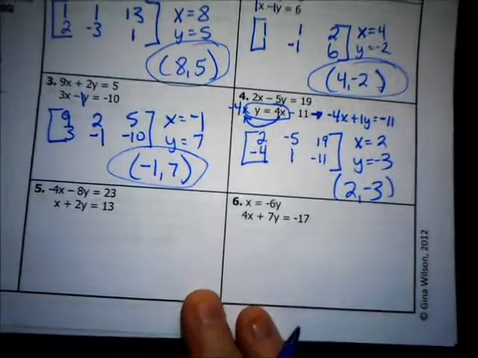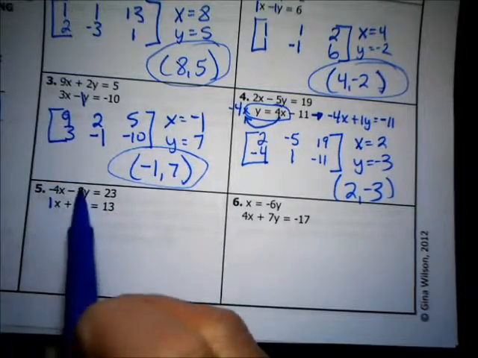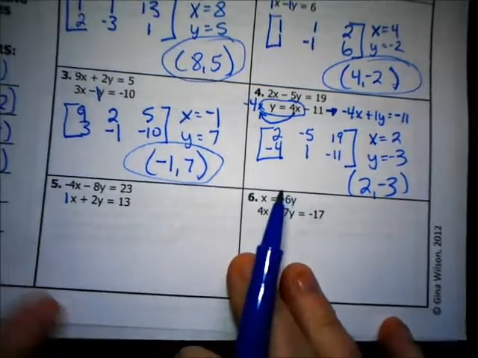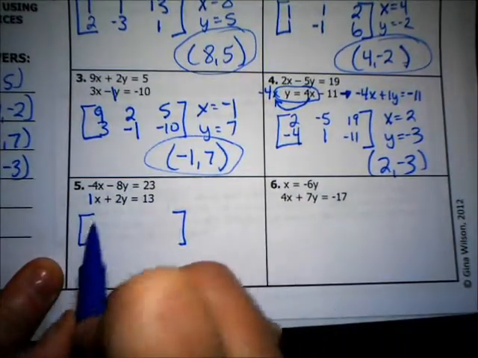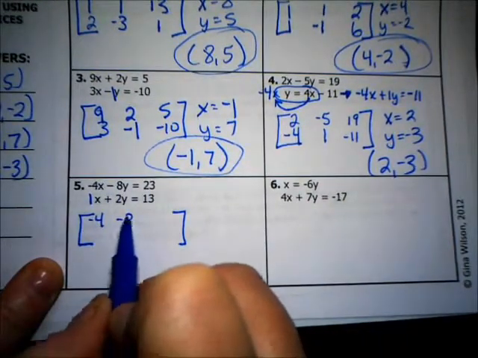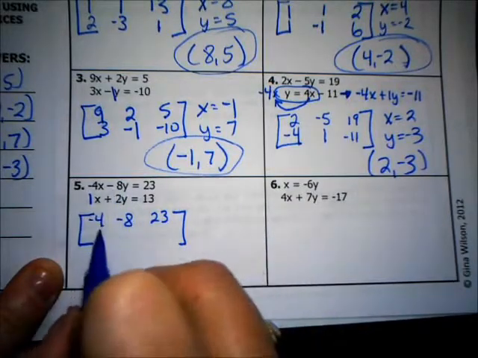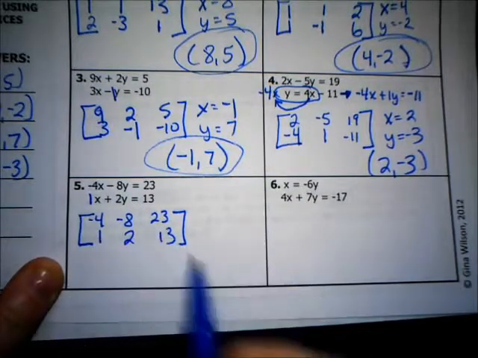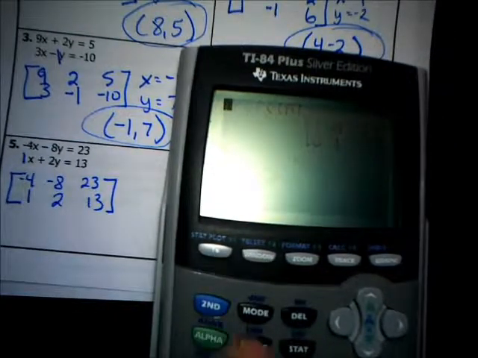Okay, so look at number 5. Is it written in the correct form? The x's line up, the y's line up, and the constants line up, so yes it is. So the first row will be negative 4, negative 8, and then a 23. The second row will be 1, 2, and 13. Put it into your matrix.